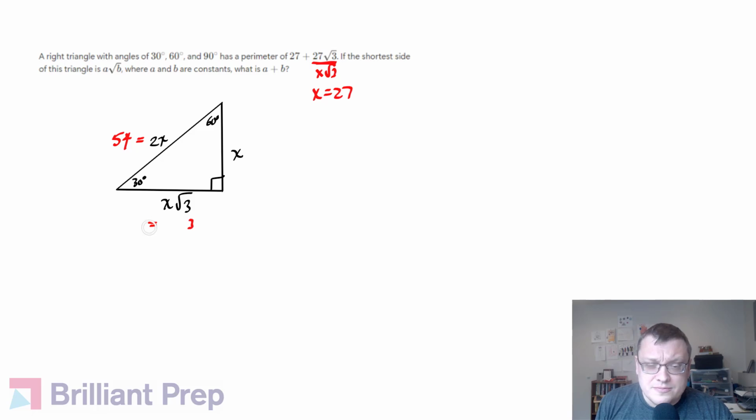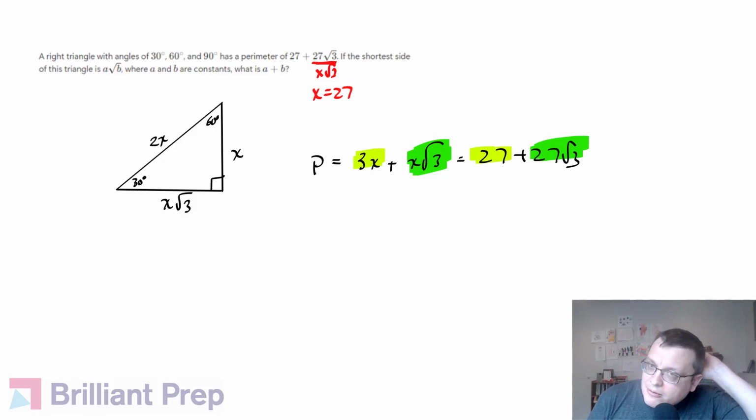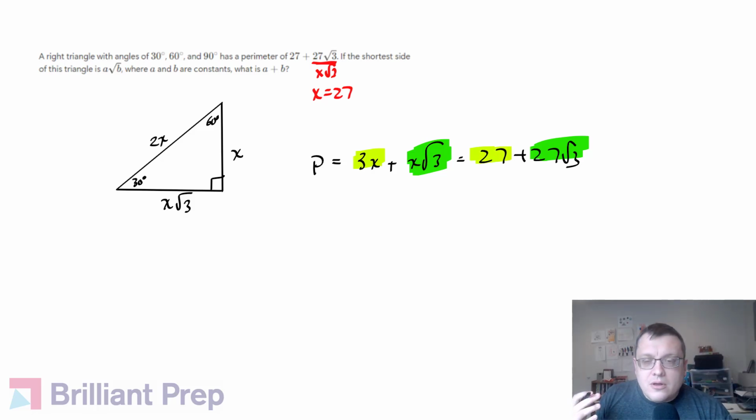You might also, in a similar vein, say, well, look, the perimeter of this triangle with the x's in it is going to be x plus 2x, which is 3x, and then plus this x radical 3. That is the perimeter of any general 30, 60, 90 triangle. You might then set this equal to 27 plus 27 radical 3, and say that this equals this. But then we run into this problem. It's not working out.